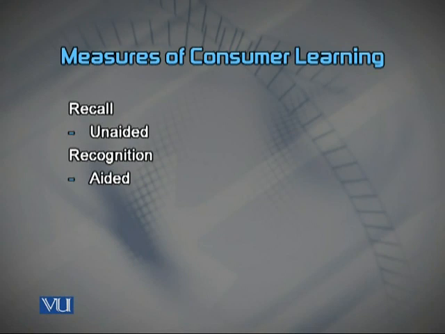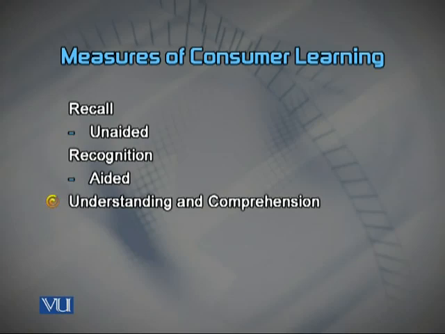Now, this is the second kind of measure that we use, and that is recognition. Third is comprehension, which I've just mentioned in terms of involvement, but now we are trying to say, from the overall learning point of view, whether the person has been able to understand what the seller was trying to say to him in terms of the advertising.